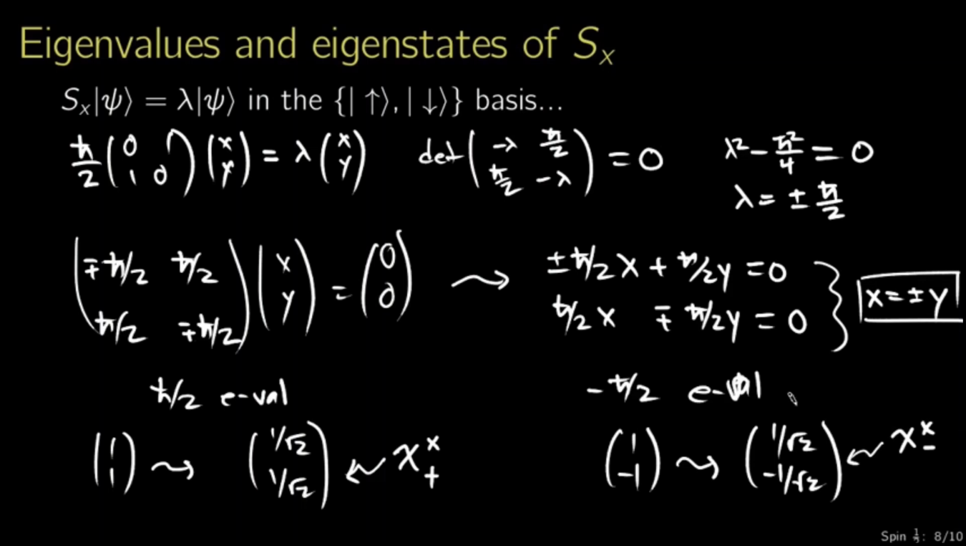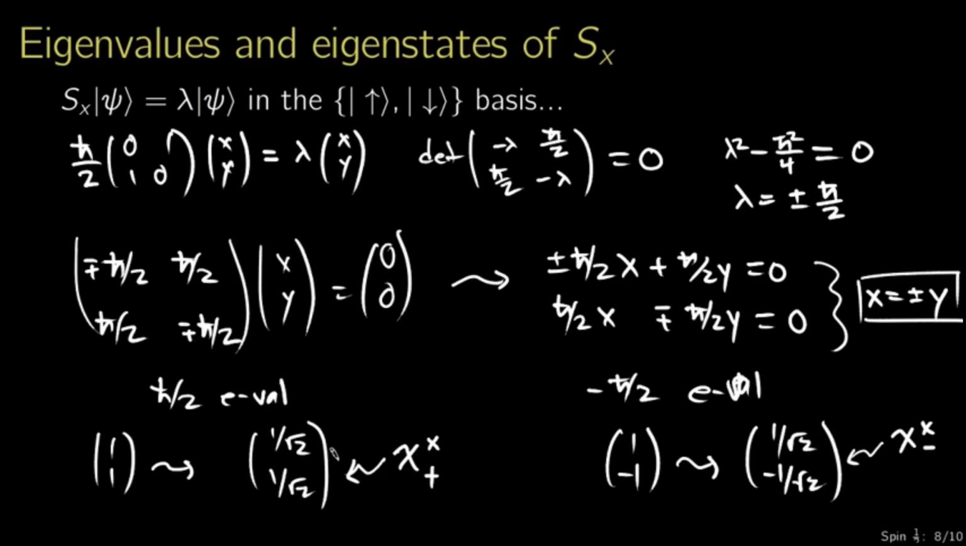So these are our eigenvalues and eigenvectors for S sub x. What that means is that these are the states with definite x component of angular momentum. So this is a little bit strange. If I combine two states with definite z angular momentum in this very specific superposition, I end up with a state of definite x angular momentum.